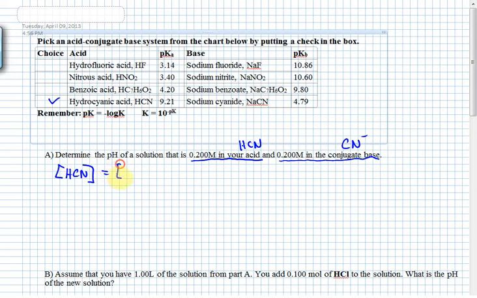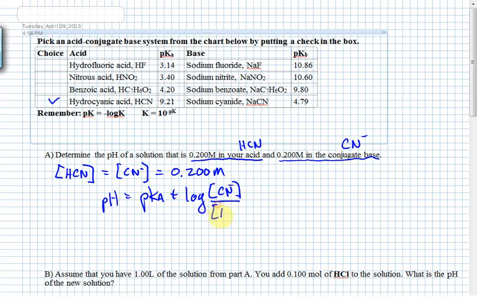I hope bells and whistles are going off inside your increasingly sophisticated AP chemistry head, and you're saying to yourself, ding, ding, ding, I've got an acid, I've got the conjugate base, they're present in the same concentrations. I know that's the best buffer. pH equals pKa plus the log of the concentration of the cyanide divided by the concentration of the HCN.